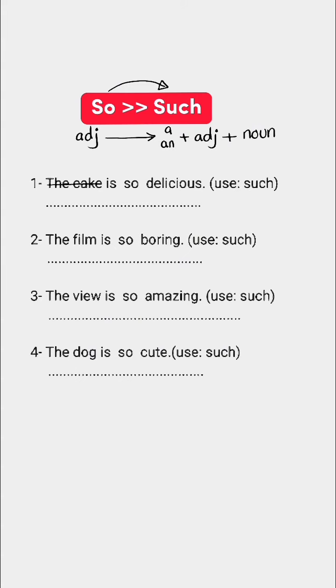Just remove the cake and add this. Then "is" comes down. Then change "so" into "such". Then the adjective, delicious, we put "a delicious". Then the noun, cake. This is such a delicious cake. And the rule is: such, then a, then adjective, then a noun.